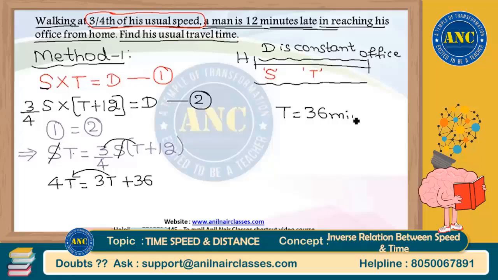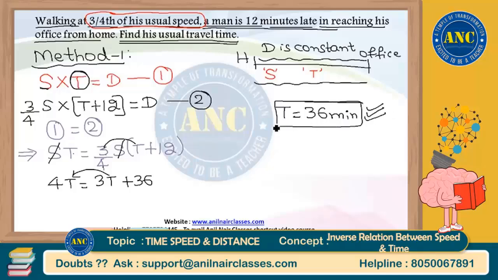But what are they asking you in the question? They are asking you to find the usual travel time. Usual travel time is denoted as t itself in my notations. So that is what they are asking you for. The actual answer for this question is t is equal to 36 minutes. This is my method 1.